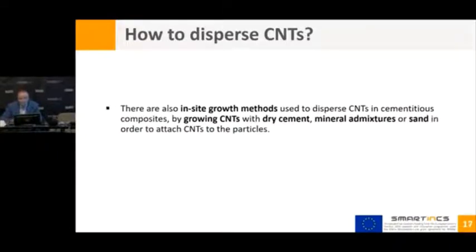Then there are also other techniques that were studied if you look at the literature, and for example, different authors investigated the possibility to grow carbon nanotubes directly onto cement particles or onto supplementary cementitious materials. And at that point, you avoid the step of dispersing the carbon nanotubes as we have seen previously, but you have them directly incorporated into either the cement grains or the supplementary cementitious materials.